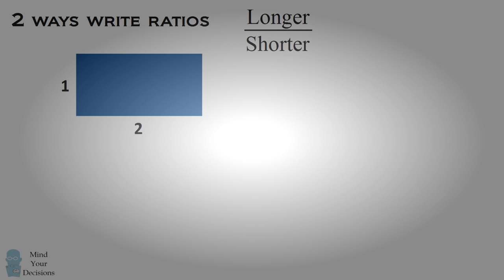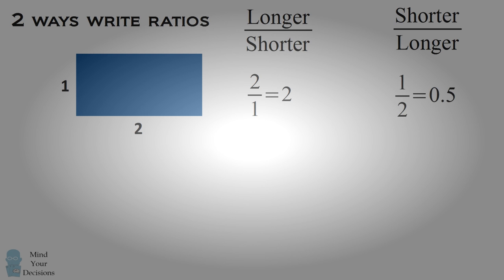Let's look at a rectangle which has a width of 2 and a height of 1. If I ask you what's the ratio of the two sides, there are actually two different ways you could tell me what the ratio is. If you told me the ratio of the longer side to the shorter side, you would tell me the ratio of the sides is 2. But you could also tell me the ratio of the shorter side to the longer side, in which case you would say the ratio is 1/2 or 0.5.